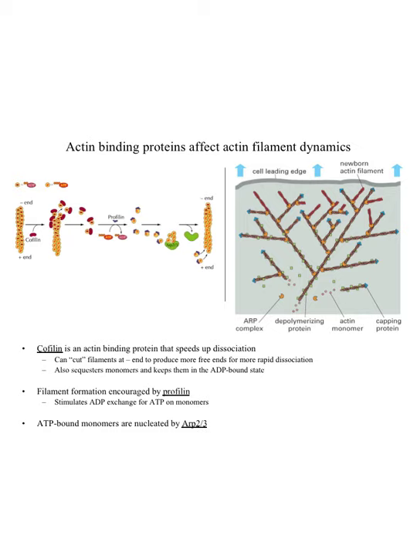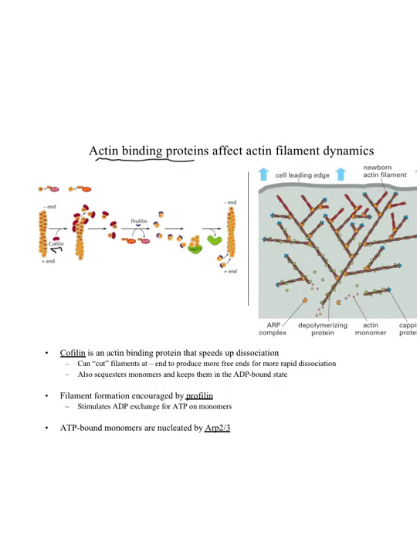So now we're looking at actin binding proteins, and these are other proteins that can interact with actin either in the monomer or the filament stage, and they help to affect the dynamics. So let's look first over here at the role of cofilin in breaking down an actin filament. So I'm going to move the slide over a little bit so I can see this better. There we go.